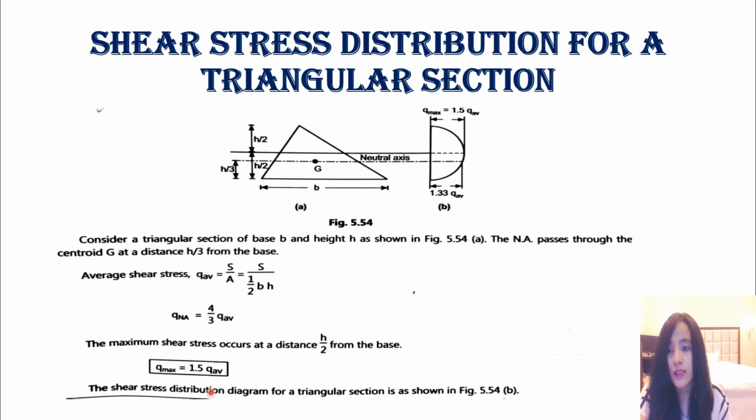So I hope this is clear. It is clearly written here that maximum shear stress occurs at a distance h/2 from the base. So from this base at h/2, where the height of the triangle is divided in half, the maximum stress will come. Maximum stress does not come at the neutral axis in the case of this triangular section. So let us solve the numerical.